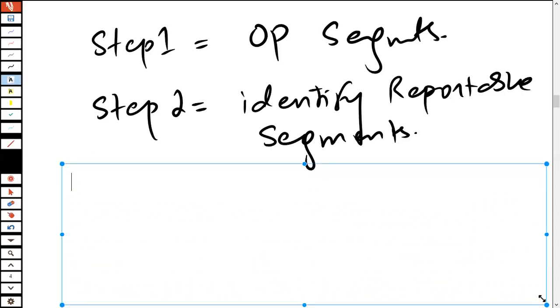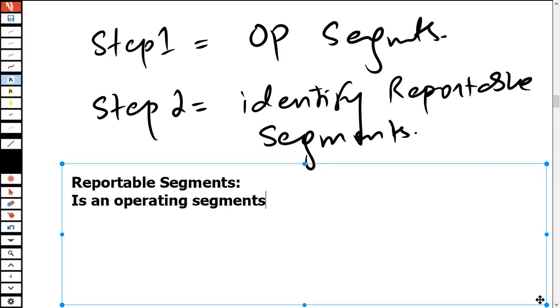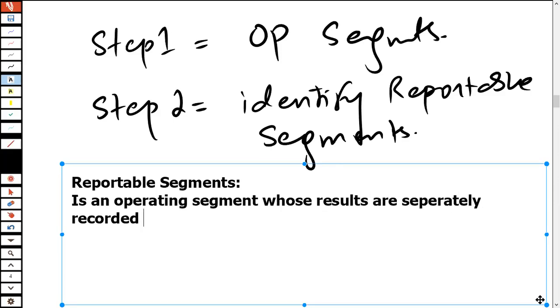Now, what exactly do you mean by reportable segments? When we talk about the concept of reportable segments, IFRS 8 says that a reportable segment is an operating segment whose results are separately presented in the financial statements.